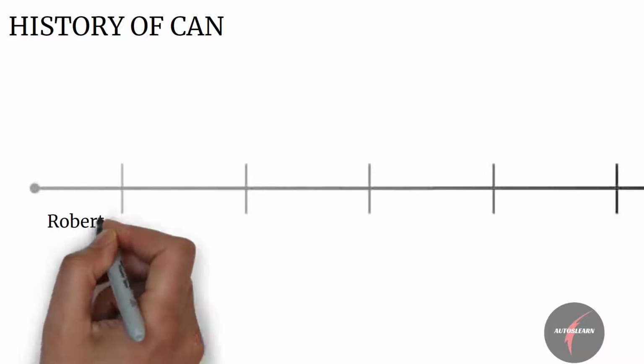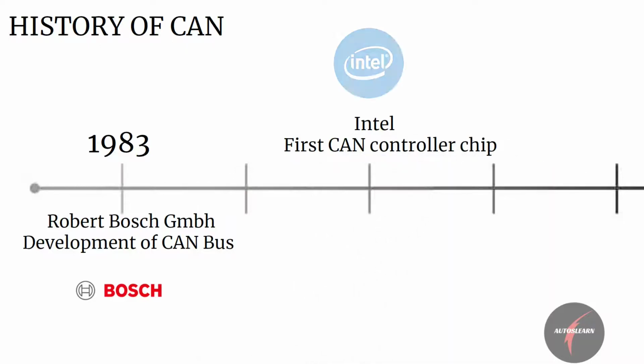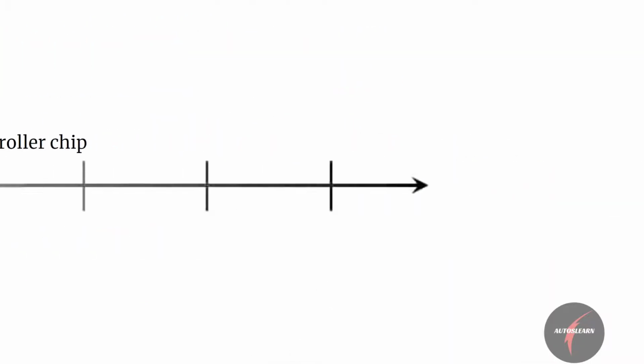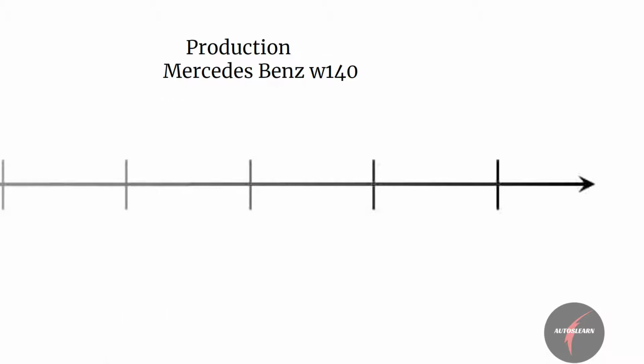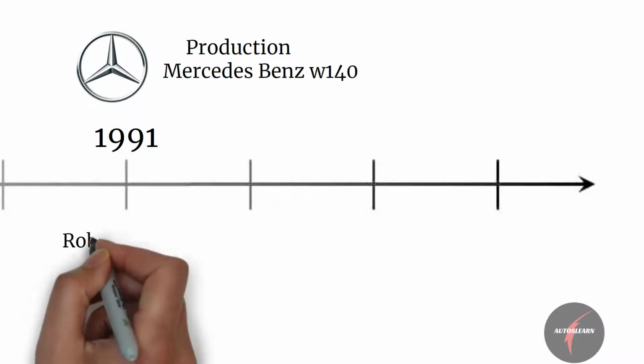Robert Bosch GmbH started the development of CAN bus in 1983. First CAN controller chip were introduced by Intel in 1987. First production vehicle, called Mercedes-Benz W140, contained CAN-based multiplex wiring system.